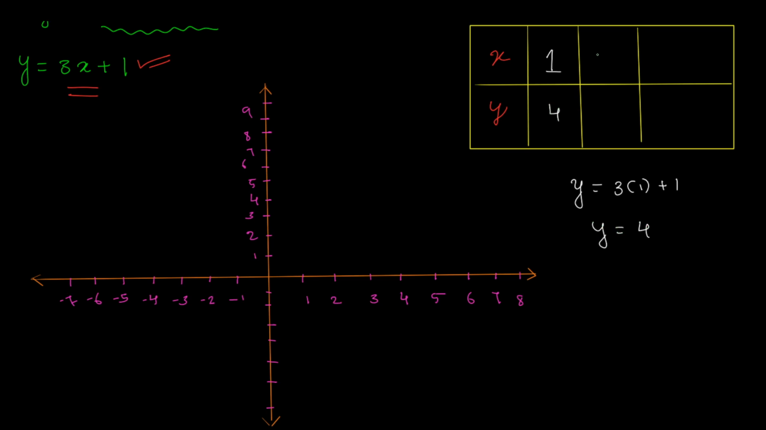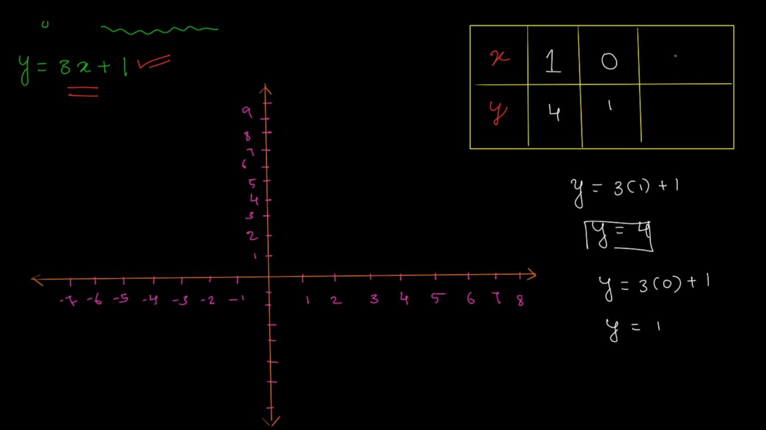Then you will choose something else. Say x equal to, I don't know, 0, right? Then again you'll do the same calculation. So y is equal to 3 times, instead of x you'll substitute 0, plus 1. So y will be 1. So you'll just write it over there.